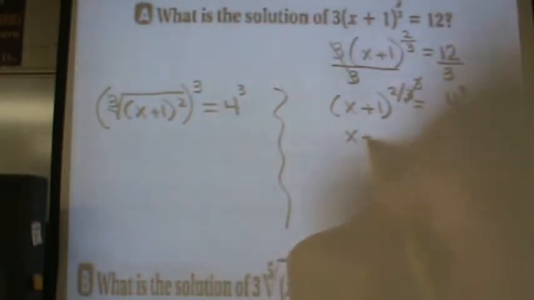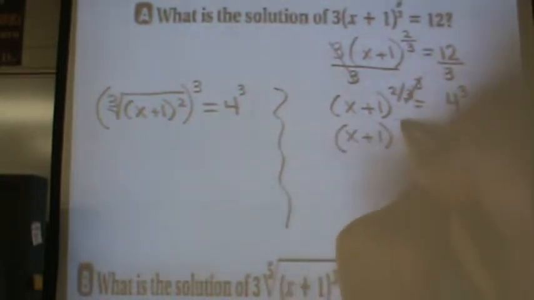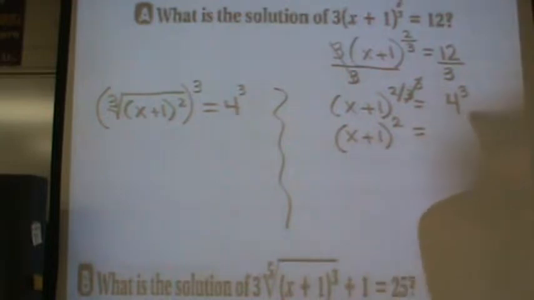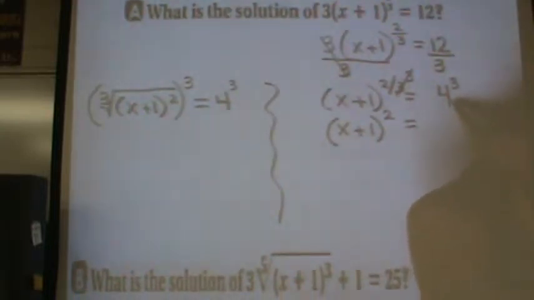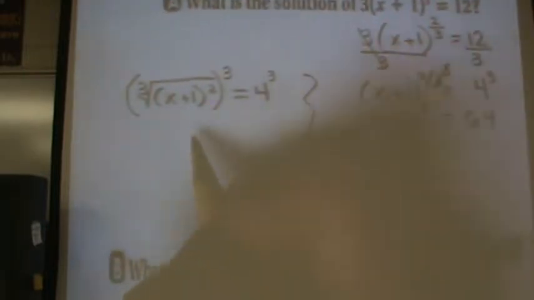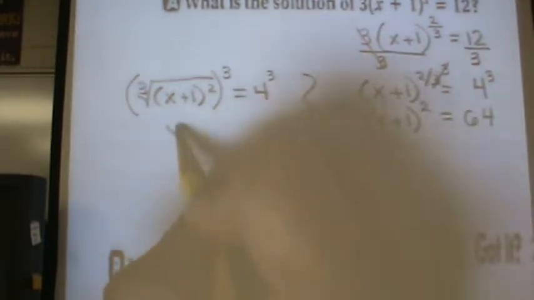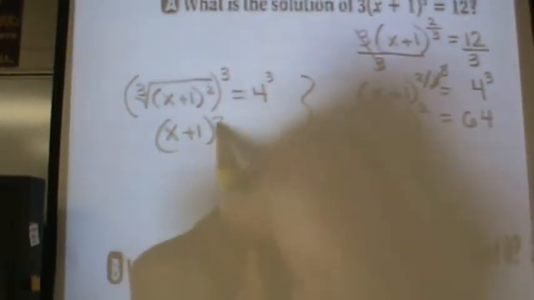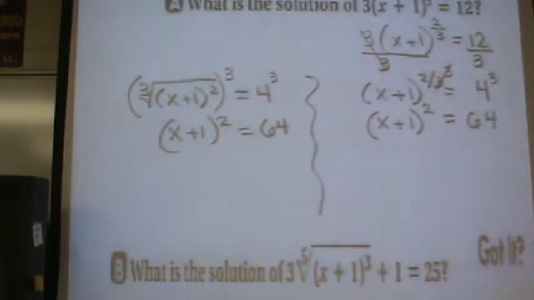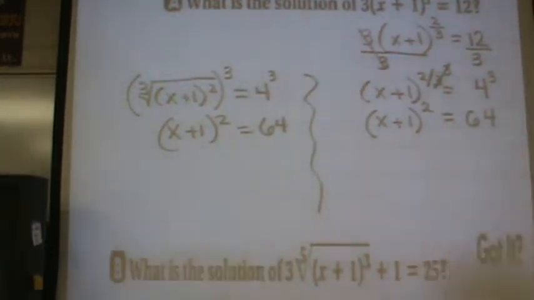Okay, so what we have is x plus 1 quantity squared is equal to what? Is this 12? It's 64. Now, if you were to do it this way, you would have x plus 1 squared equals 64. What's different? It looks the same. We did the same thing. We raised both sides to the third power.